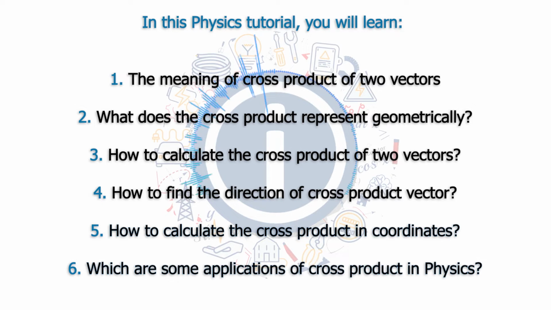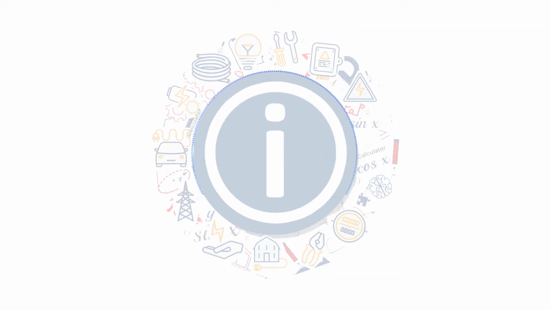4. How to find the direction of cross product vector. 5. How to calculate the cross product in coordinates. 6. Which are some applications of cross product in physics?